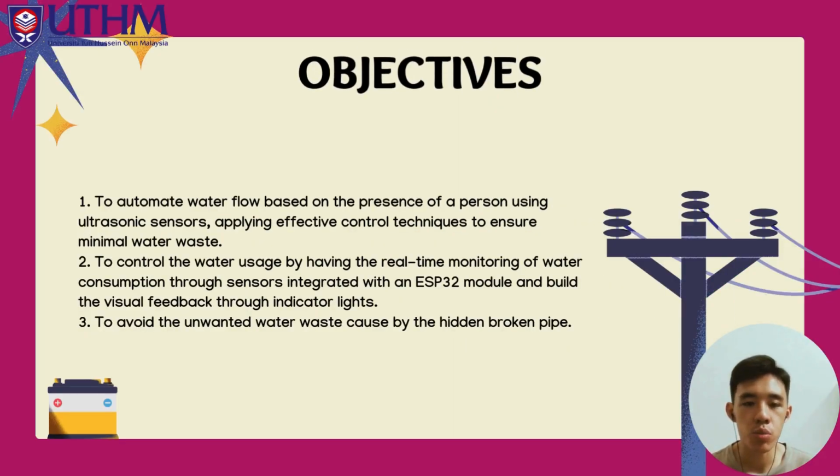The objective for this project is to automate water flow based on the presence of a person using ultrasonic sensors and applying effective control technique to ensure minimal water waste. Our second objective is to control the water usage by having the real-time monitoring of water consumption through sensors, integrated with an ESP32 module, and build the visual feedback through indicator lights. Our third objective is to avoid the unwanted water usage caused by the hidden broken pipe, such as the pipe under the ground, and in the concrete wall.